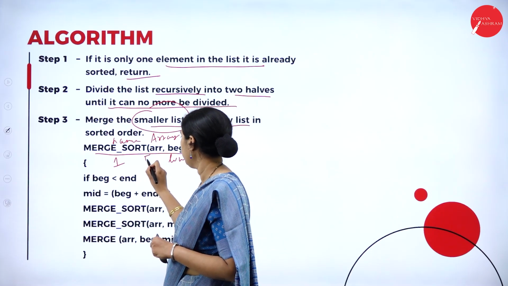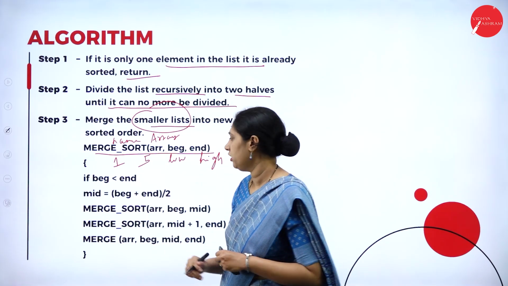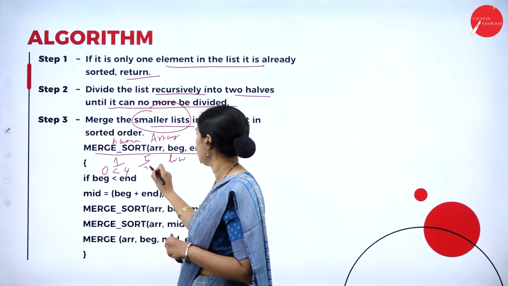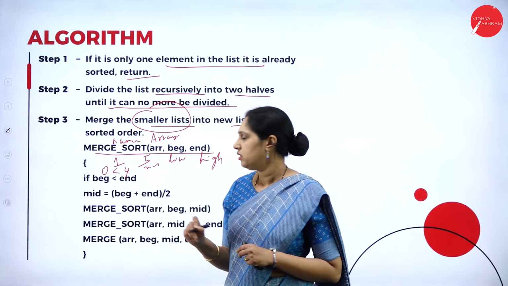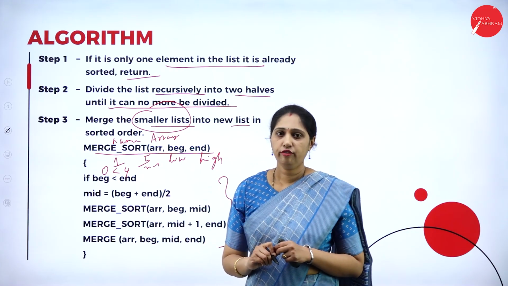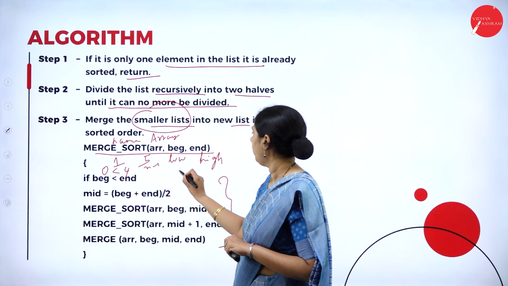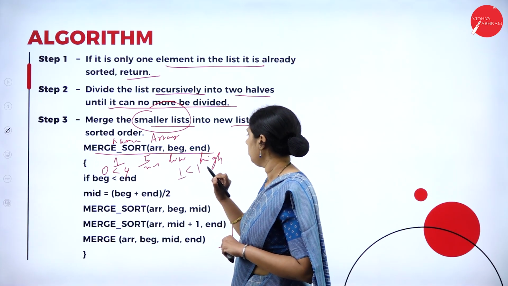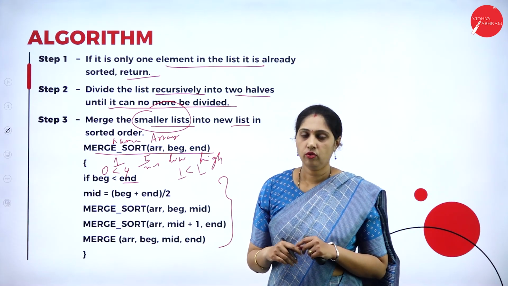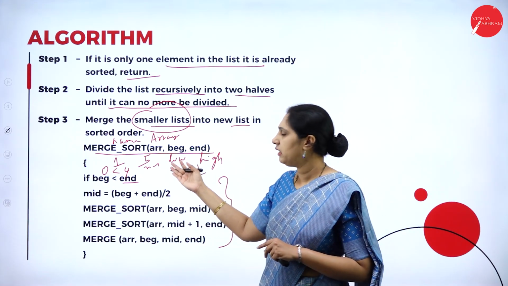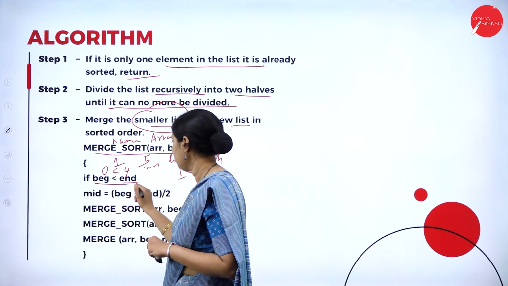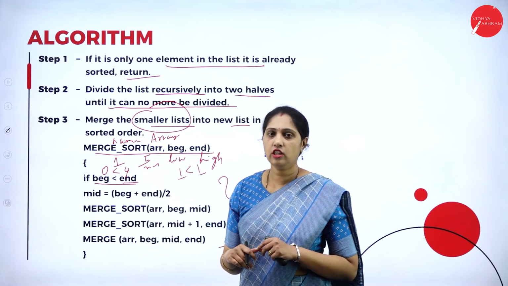Suppose there are 5 elements. If it starts with 0, I can check 0 is less than 4. Why 4? It is n minus 1. So 0 is less than 4, then this step will continue. If I give only one element, my beginning is 1 and end is also 1. Is 1 less than 1? No, 1 is equal to 1. So it will come out of this condition. If this condition is satisfied, what are the statements to be executed?